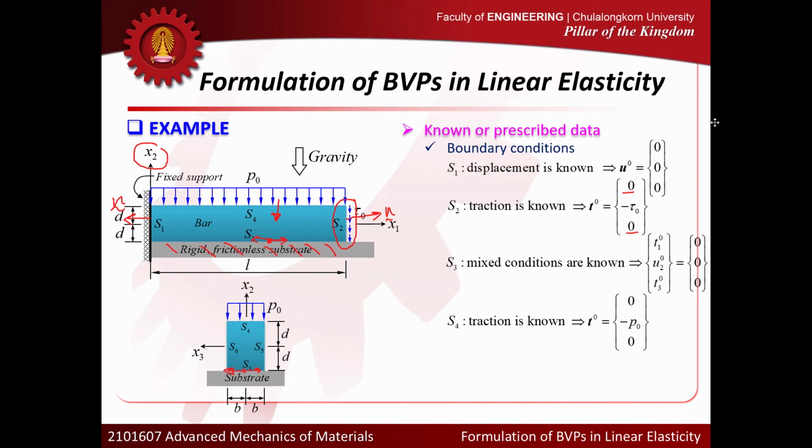How about S5 and S6? S5 and S6, they are traction free. Or we can say that the traction is prescribed equal to 0 on those two surfaces. So now I can say that for S4, S5, and S6, the traction is known, but vanishes on the latter two. We can say that T0 is 0, 0, 0 for both surfaces. Okay, these are the boundary conditions of the specific problem that we are interested in. Is that clear to you?